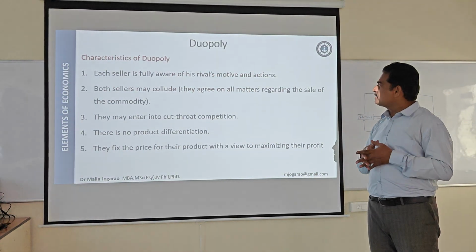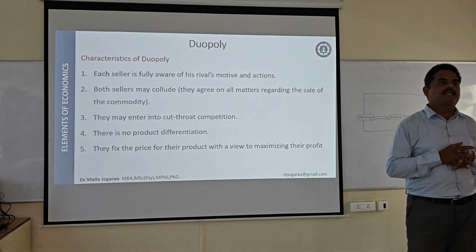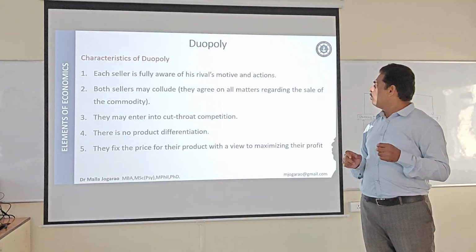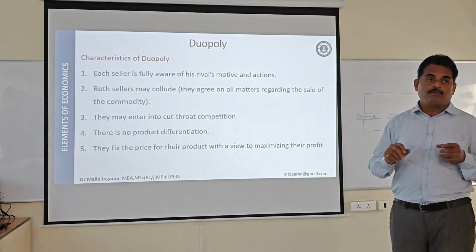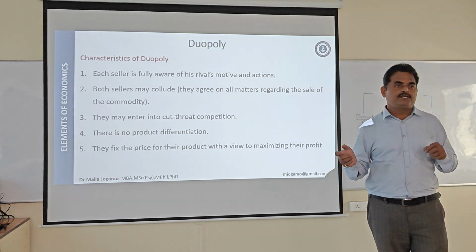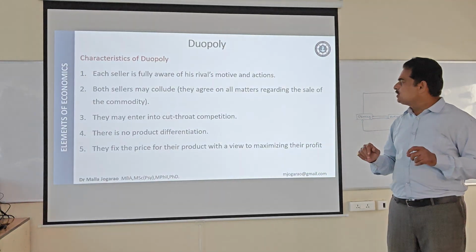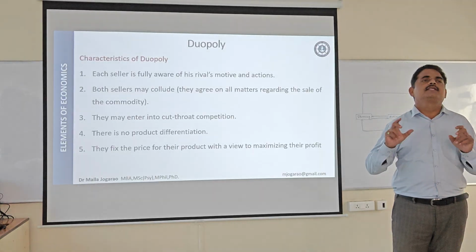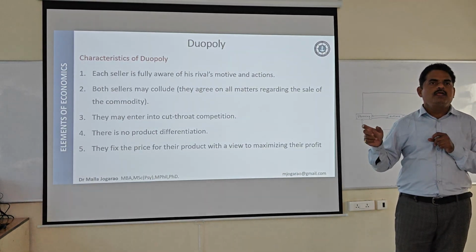So come to the characteristics. Each seller is fully aware of his rival's motive in duopoly, and both may collude, that is, make an agreement on the particular sale of the commodity, or they may enter cutthroat competition. So very tough competition in this duopoly. Whereas there is no product differentiation. Generally these two sellers sell the same product. There is no product differentiation in this duopoly.